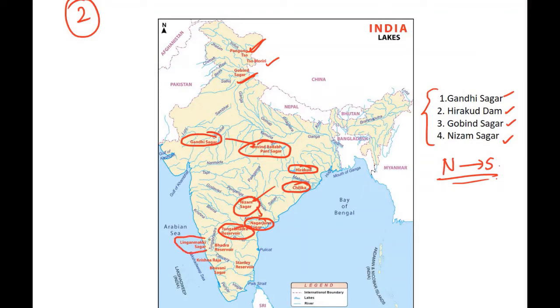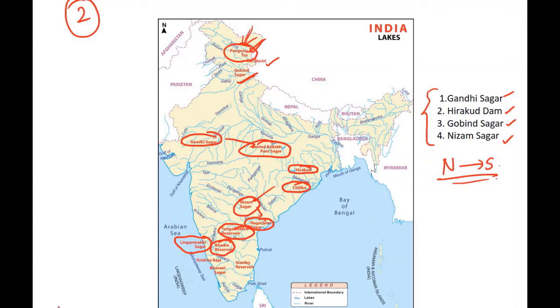Here, if you see, there is Linganmakki Sagar. Here there is Bhadra Reservoir. And then there is Stanley Reservoir. See, the important ones here. This one we know already: Pangong Tso Lake is at the very north here.